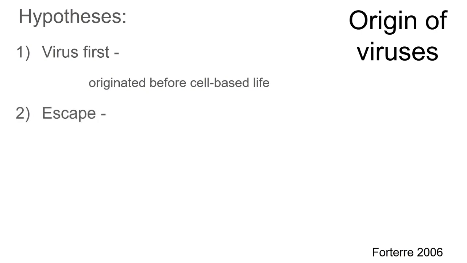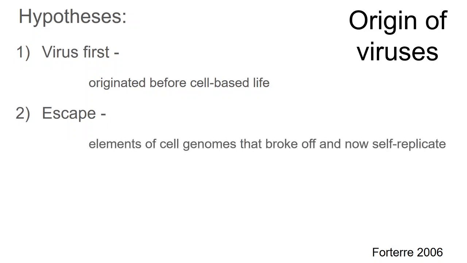Another hypothesis, the escape hypothesis, is the idea that maybe this is a bit of cellular machinery that went awry, that broke off, and now does its own thing. And it can replicate itself, not using its own tools, not using its own cell, but rather using other cells. So we can kind of think of that as rogue machinery.